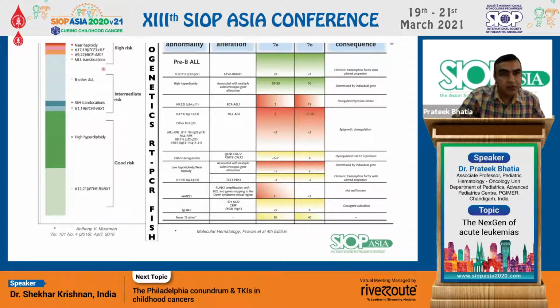And these have now been very well stratified into high risk, that is hypo and near haploidy cases, iAMP21, 9;22, and MLL translocations or KMT2A translocations. The intermediate group, which is B other and now includes the PH-like also, the IGH translocations, 11;19, and the good risk ones of hyperdiploidy and 12;21.